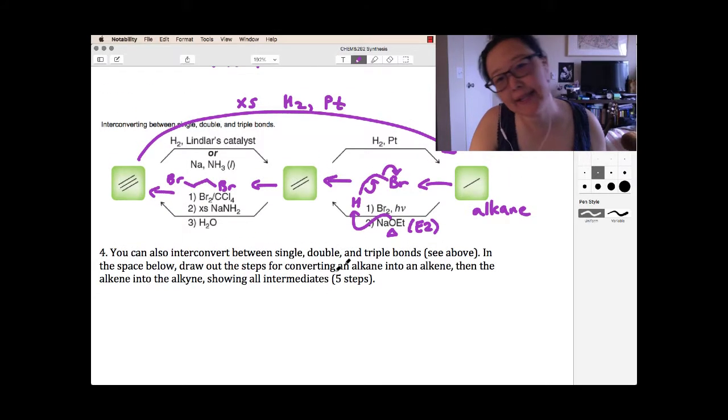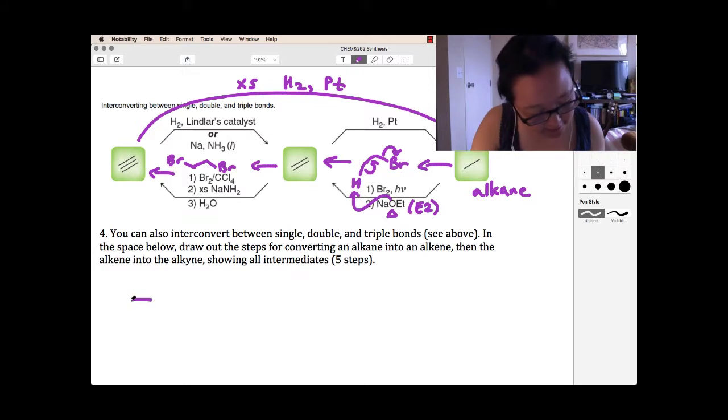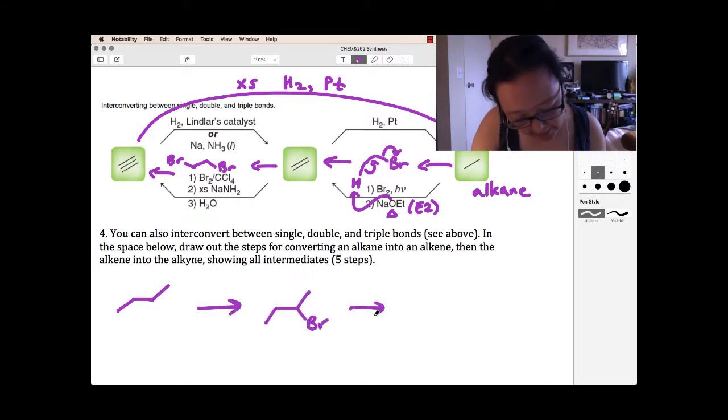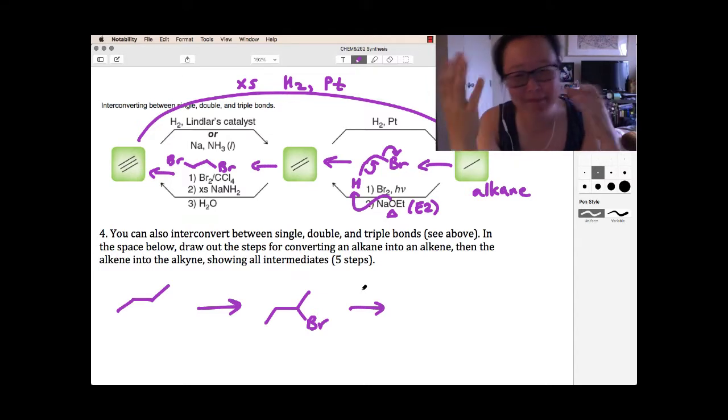Okay, so basically I drew out all of these things on here already, but here's some space if you want to just take it and draw it out. Okay, here's an alkane, and here's how I get the alkene: I want to brominate it. And notice I'm not filling in the reagents yet. I'm just training my mind to focus on what these intermediates look like, and then I'll go back later and fill in the reagents.